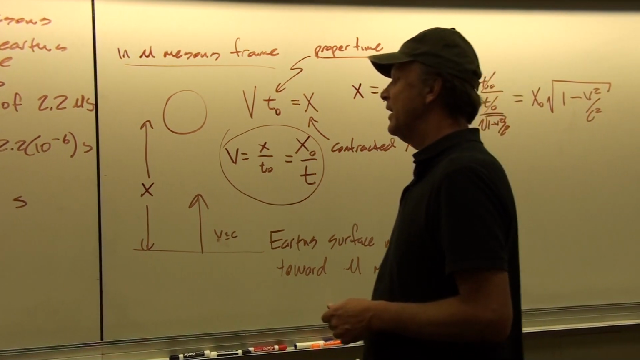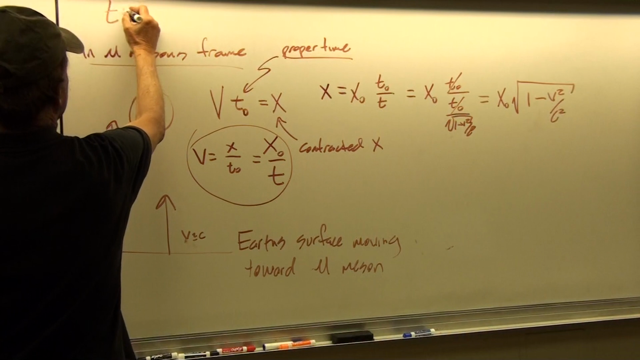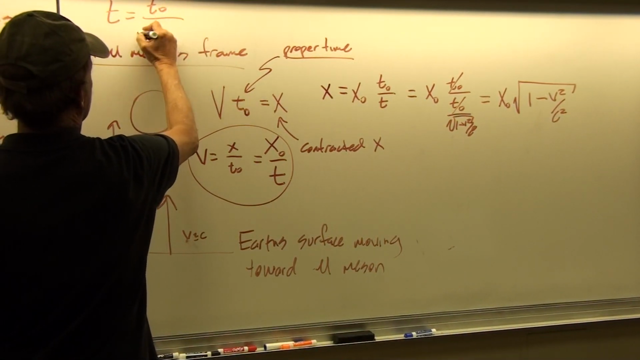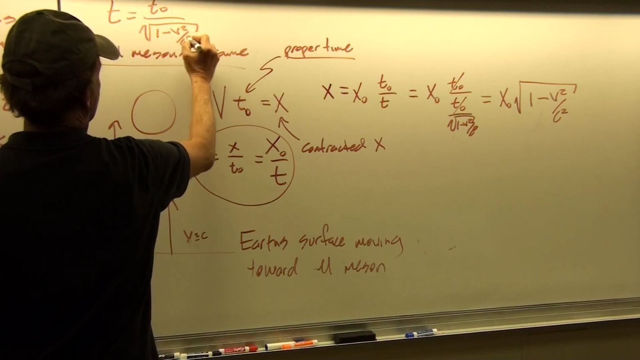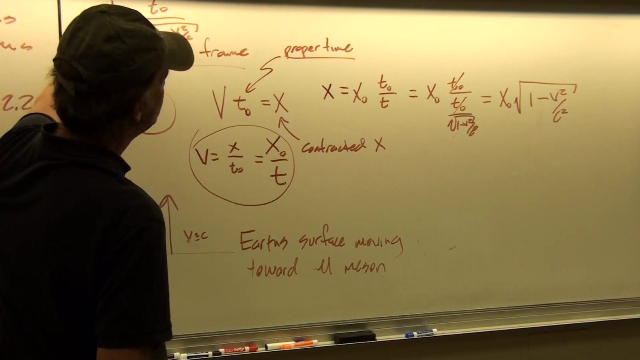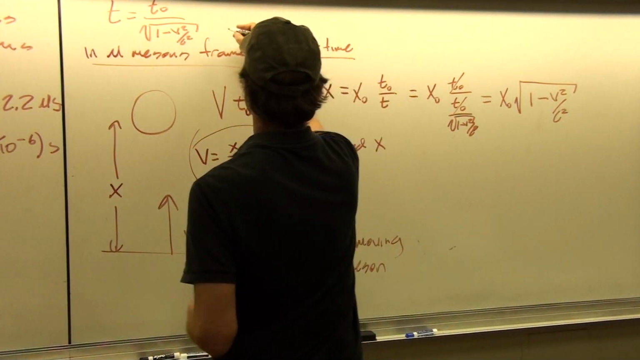So we see then that time intervals expand because t is equal to t naught divided by the square root of 1 minus v squared over c squared. So time intervals get bigger, they expand, but lengths contract.